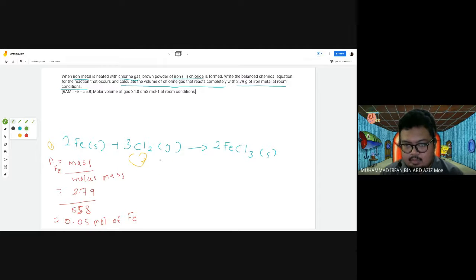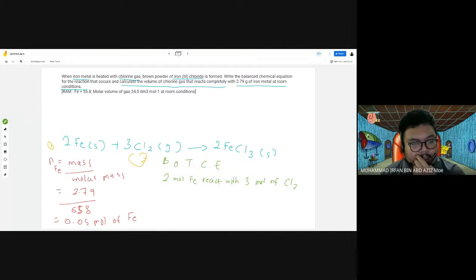Dia punya singkatan lah. Okay. B titik T. Based on the chemical equation, 2 mole of Fe, okay, react with 3 mole of chlorine gas. Okay, kita nak cari volume of chlorine gas je, so tak perlulah cari FeCl3 tu. FeCl3 pun akan sama je, 0.05.